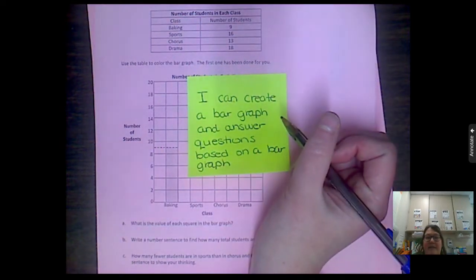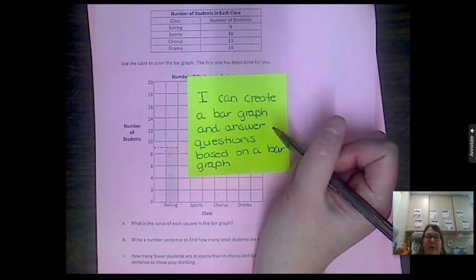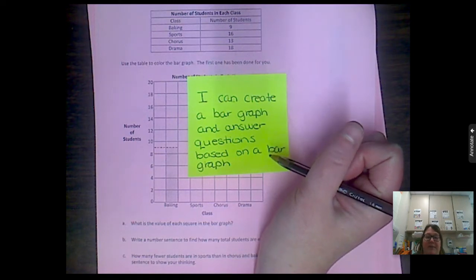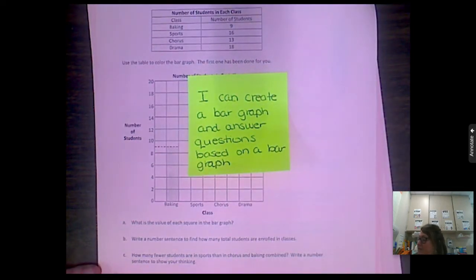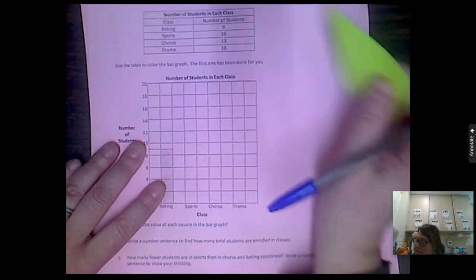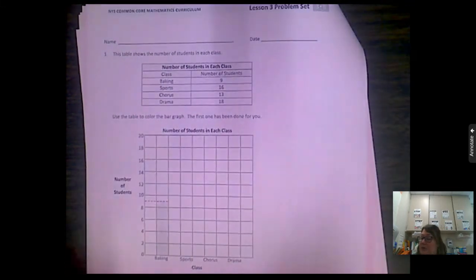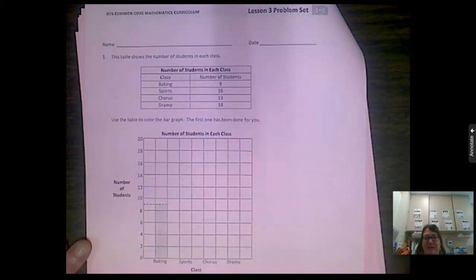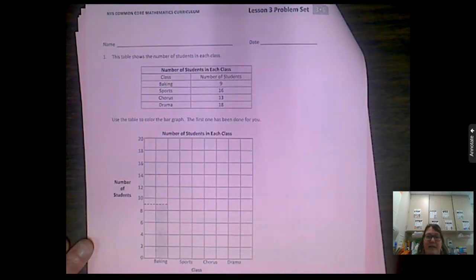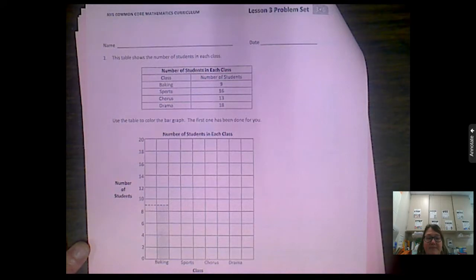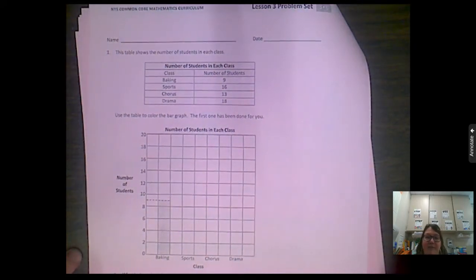So our I can statement today is I can create a bar graph and answer questions based on a bar graph. Okay, so we're really going to create an actual bar graph today. So if we take a look, lesson 3 problem set first off, right? Make sure you have your lesson 3 problem set. Go ahead and put your name and date on there and show me when you're ready to go.